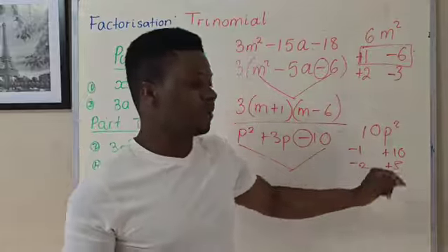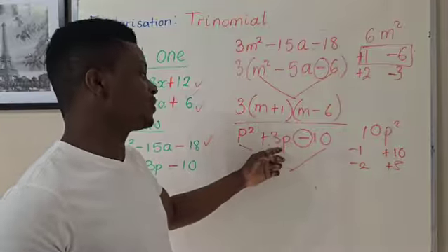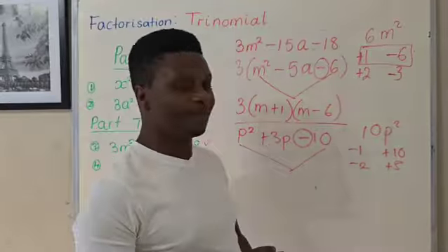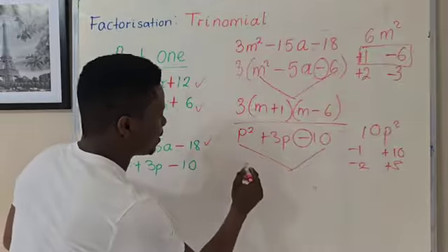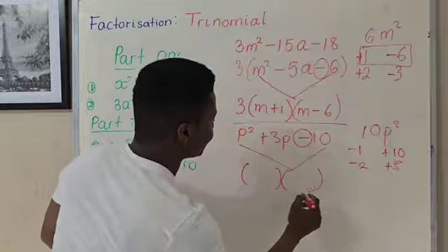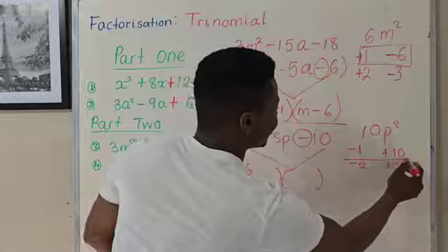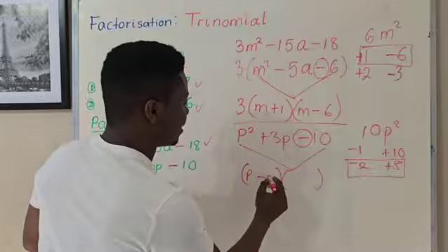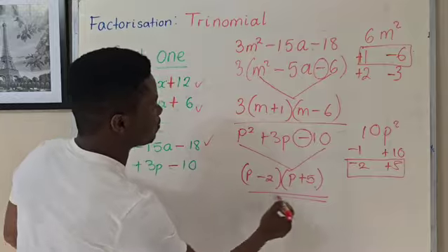So minus 1 plus 10 is 9, positive 9. I don't have positive 9. Minus 2 plus 5, using a calculator, you get positive 3, which happens to be here. So I open my two brackets, which is p, remember these are the factors, p minus 2, p plus 5. And this is our final answer.